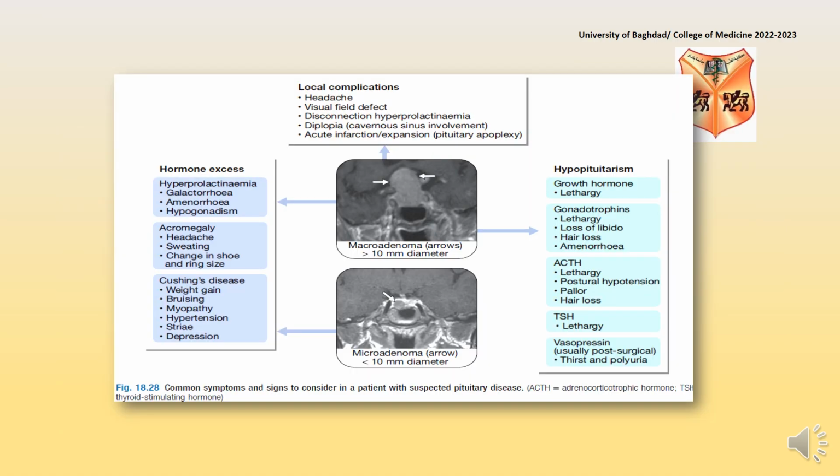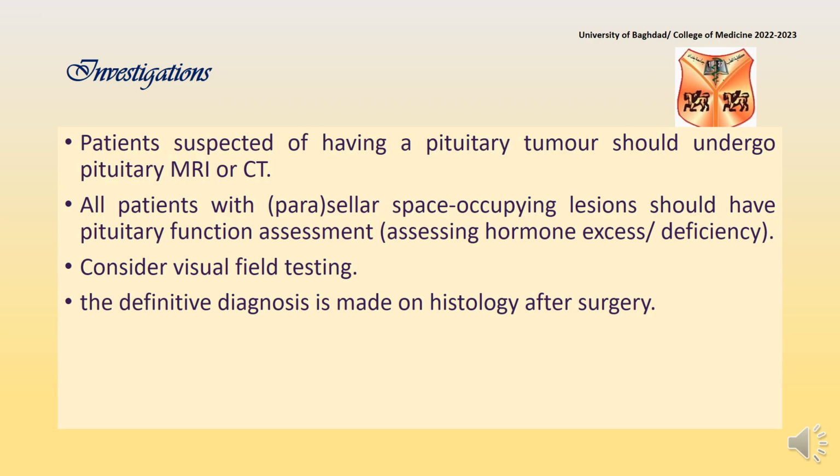This is discussed previously. Investigations: patients suspected of having a pituitary tumor should undergo pituitary MRI or CT scan. All patients with a parasellar space occupying lesion should have pituitary function assessment, assessing whether hormonal excess or deficiency, according to the clinical features or the clinical suspicion. Consider visual field testing if it is a large tumor or there is sellar extension with pressure on the optic chiasma or optic nerve. The definitive diagnosis is made on histology after surgery.